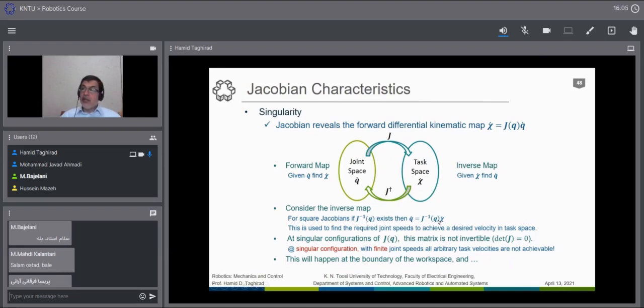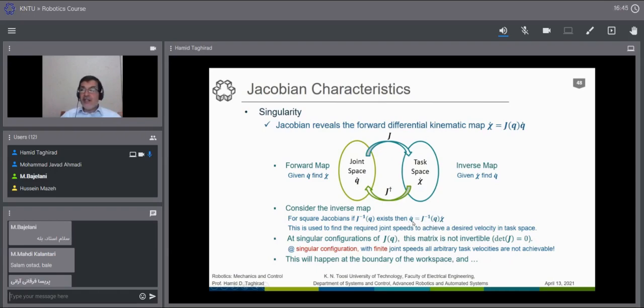If you would like to have certain velocities, then you have to provide that with the actuator velocities, the q dots. So if x dot is desired and given, then q dot will be found by the Jacobian inverse. And the Jacobian, of course, is configuration dependent. In different configurations, it has different values. So this inverse might exist or might not exist. If this inverse exists, then we have this solution.